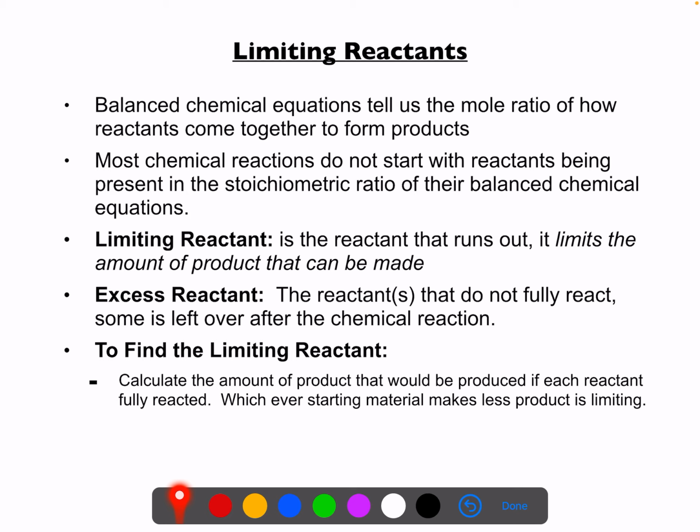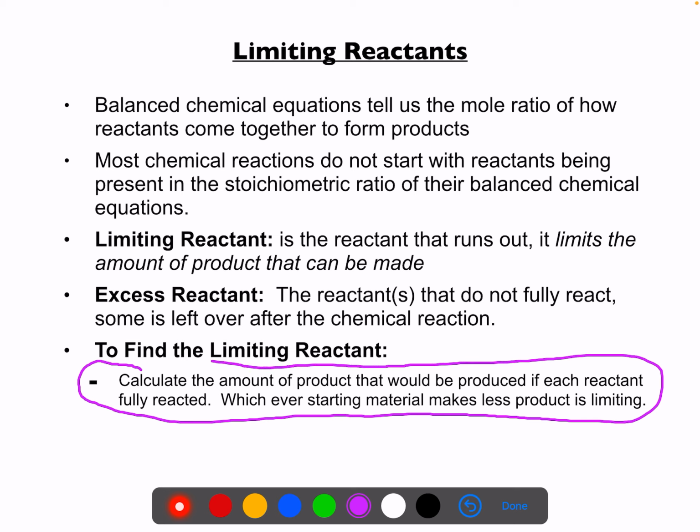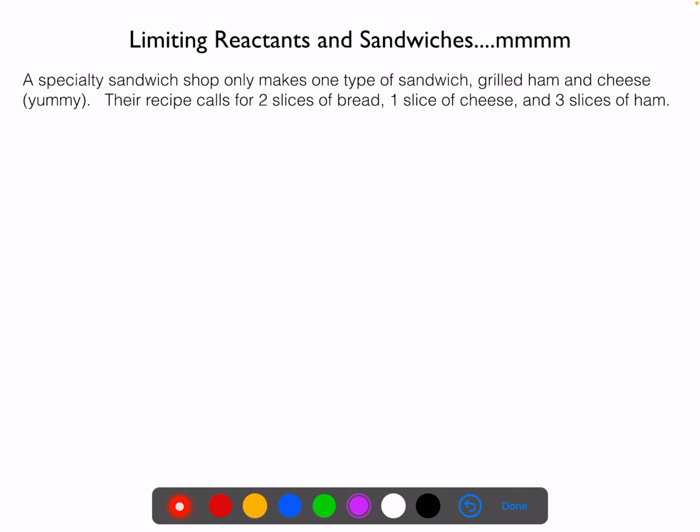There are a couple of ways to do this, but the best way to find the limiting reactant is to go through the calculation with each reactant quantity that's present and calculate how much product we could make. Whichever one makes the least amount of product is your limiting reactant, and that's the maximum amount of product you can make. So let's look at a fun example, and then we'll look at a chemistry example. Or a more fun example, if you will.